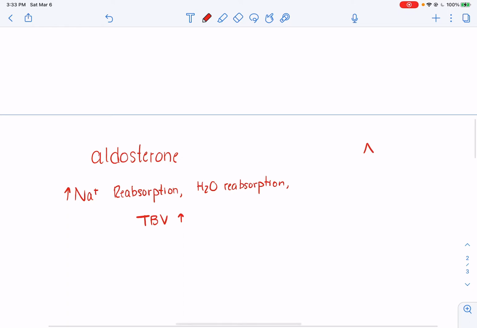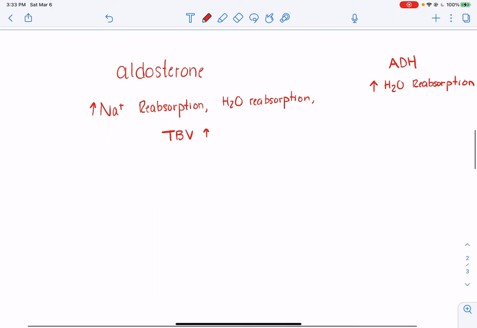On the other hand, antidiuretic hormone works to increase the number of aquaporin channels at the plasma membrane, so it only works to increase water reabsorption from the filtrate back into the blood. So now let's take a look at the effects of volume and osmolarity.